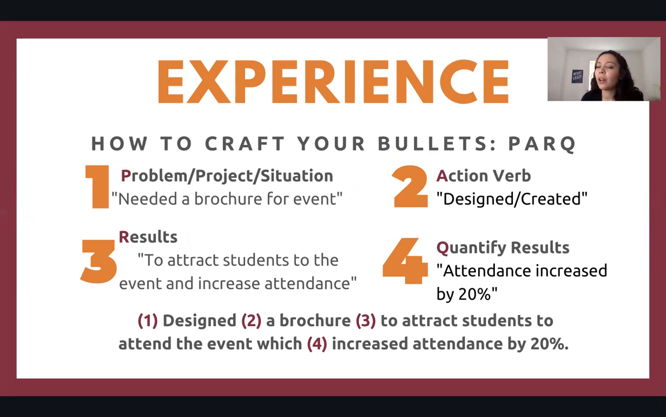Quantifying can really help include some details and give the employer a good idea of the scope of what you did. So here our example is, designed a brochure to attract students to attend the event, which increased attendance by 20%. There they start with this action verb, described what they did and the results, and also added those numbers and quantified the results of what they did. And this goes back to the quote that we saw earlier about talking about the results of your achievements. Including results in your bullet points is very, very impactful.